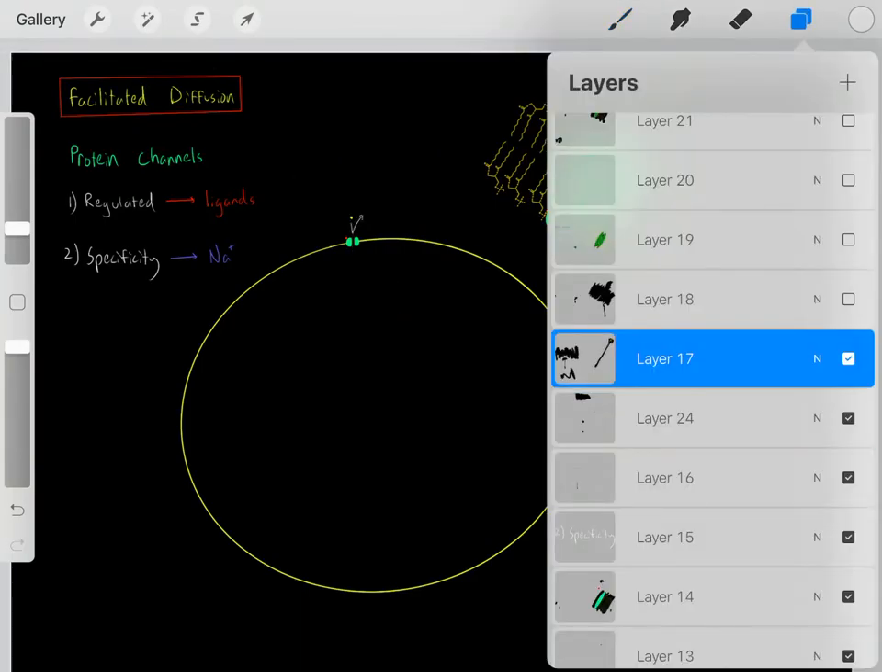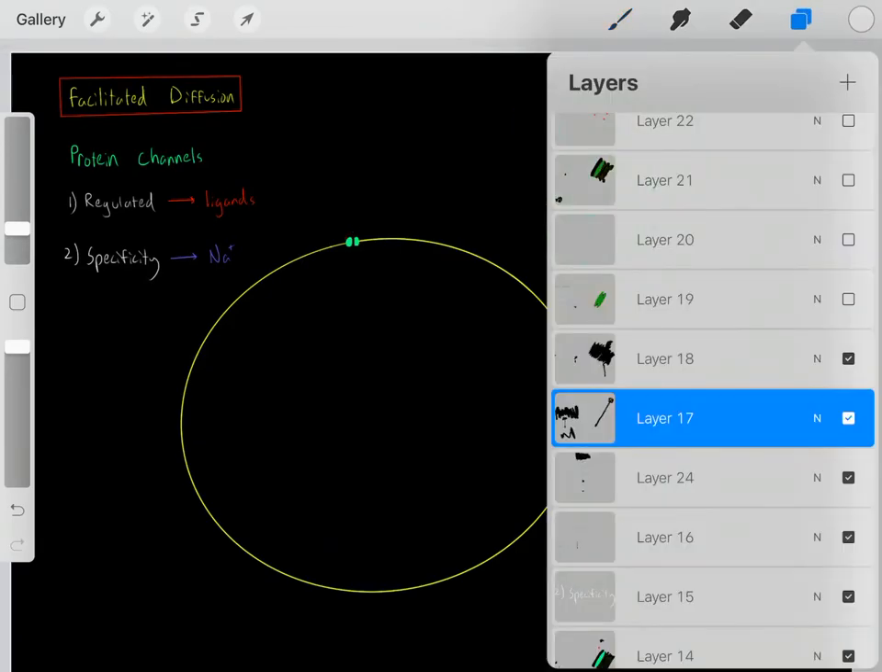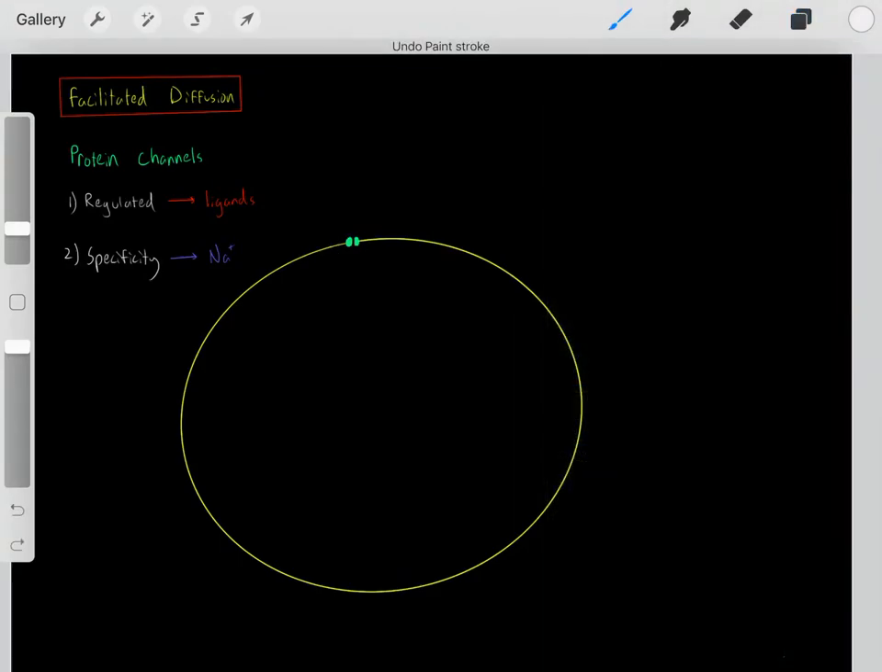But something important to realize is potassium will not be able to enter because this channel is specific for sodium ions. It's going to create a hole that's exactly the right size for sodium ions and only sodium ions. Potassium is too large, so it's not going to be able to flow. So again, all channels can be characterized by the way they're regulated and which ion they're specific for.